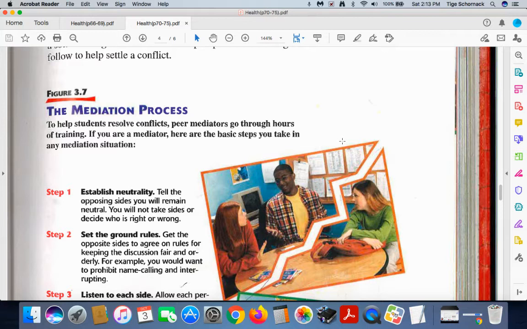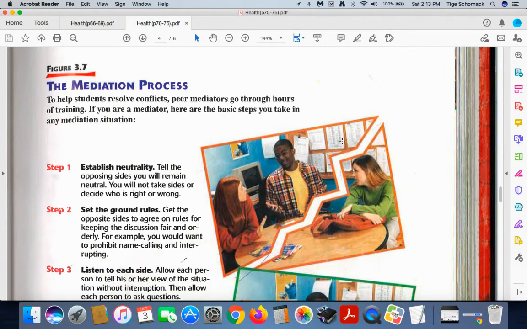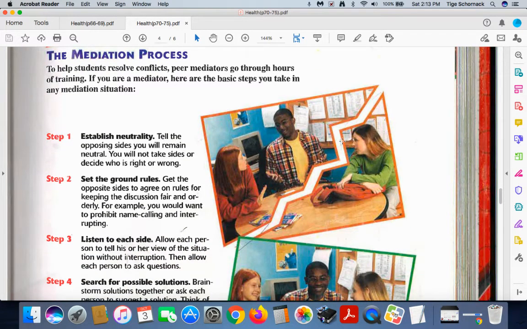To help students resolve conflicts, peer mediators go through hours of training. If you're a mediator, here are some basic steps you can take in any mediation situation. Establish neutrality. Tell the opposing sides you will remain neutral. You will not take sides or decide who is right or wrong.